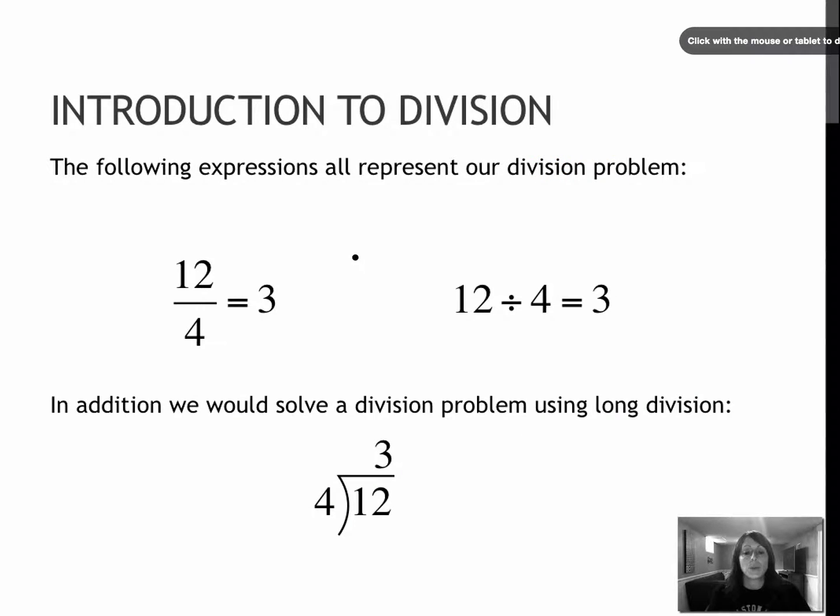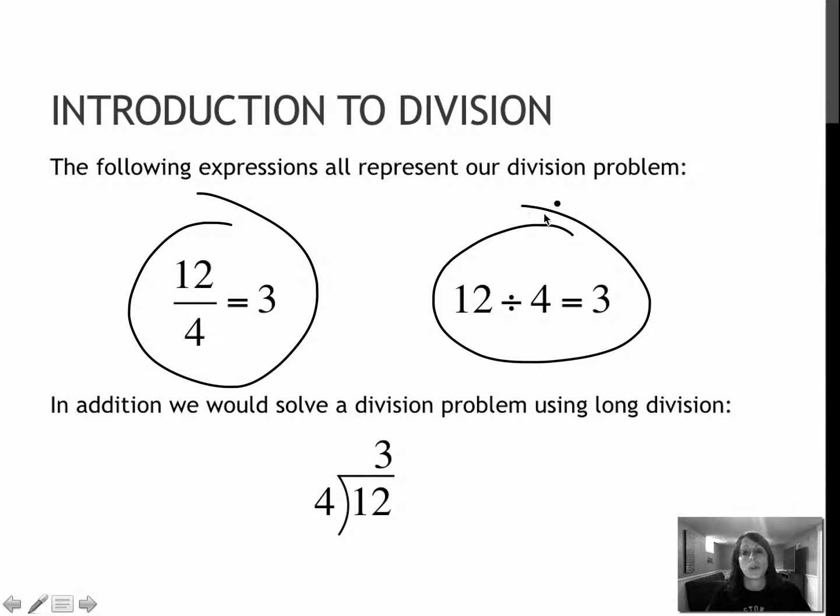All of these 3 ways are how we might write a division problem. Typically, you're going to see one of the first 2 ways. The third way is typically how we would write it when we're actually solving using long division, which we'll get to this week. But 12 over 4 is a fraction, but that also means division because fractions just mean division. 12 divided by 4 using the divided by sign. I would try to stay away from the 12 divided by 4 written this way because that can get very confusing. So I do not recommend that at all.